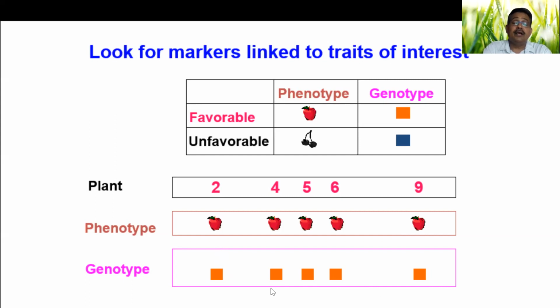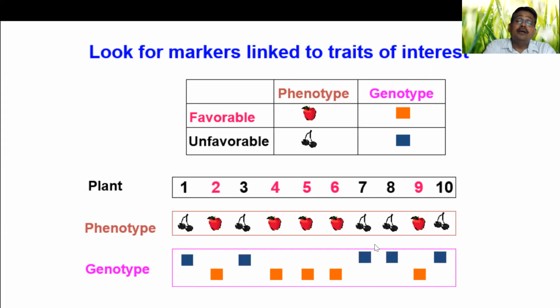If you use a particular SSR marker that has 2 parental alleles, for example one allele may be 250 base pair and another 200 base pair, this 250 base pair always goes along with this particular phenotype. Then the other phenotype, the unfavorable phenotype, is in plant numbers 1, 3, 7, 8, 10, and the other 200 base pair allele goes along with that. In this case, the genotype data of this particular marker is perfectly linked with the phenotype, so you can easily associate a particular marker with the phenotype.